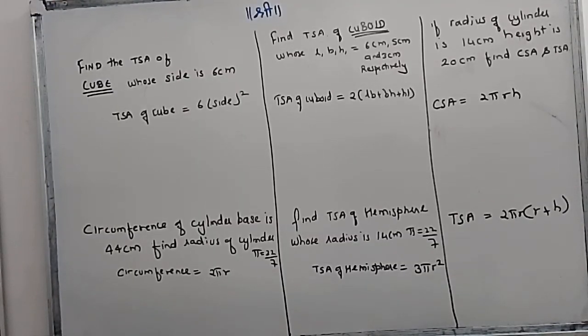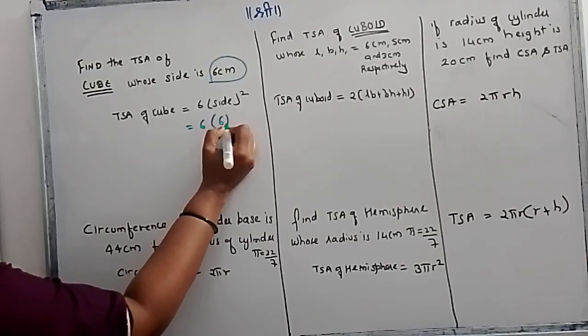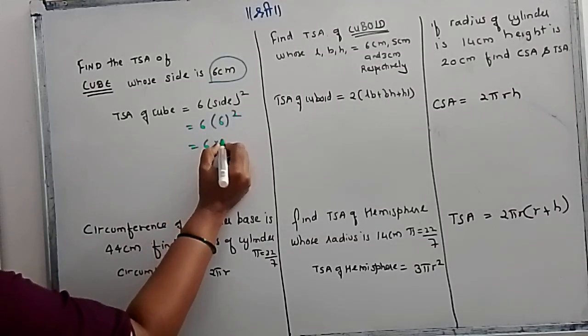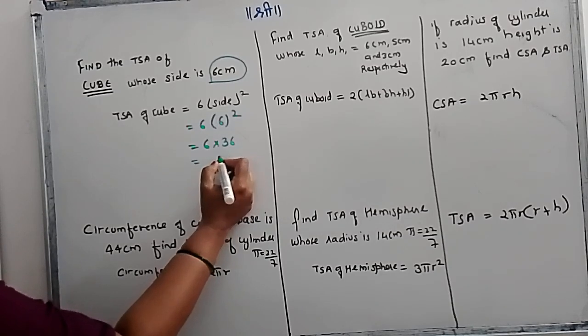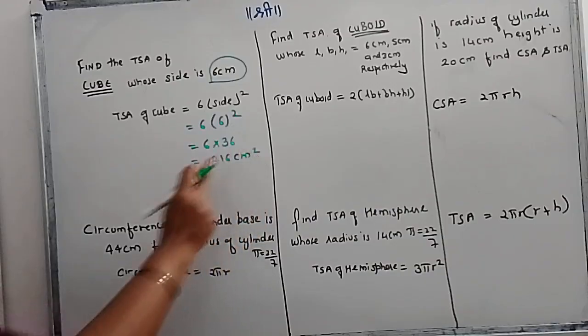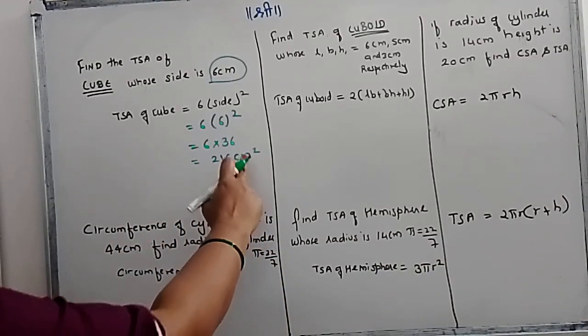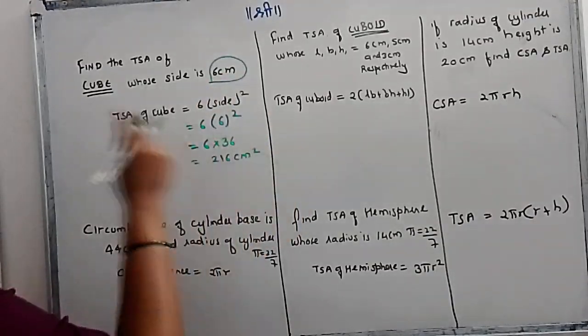MCQ. Find the TSA of a cube whose side is 6 cm. So side is given. Formulas of all are written on the board. So side is 6 cm. So this is 6 multiplied by 6 square, which is 6 into 36, which is 216 centimeter square. If it is area, then it is centimeter square. If it is volume, then it is centimeter cube, depending on what unit is given.